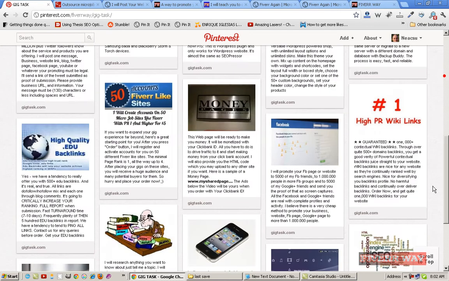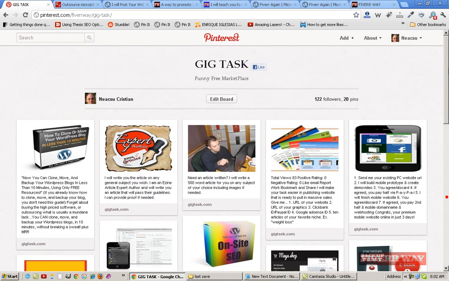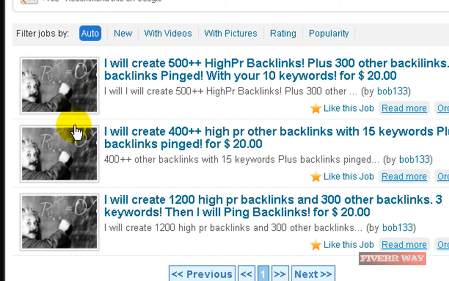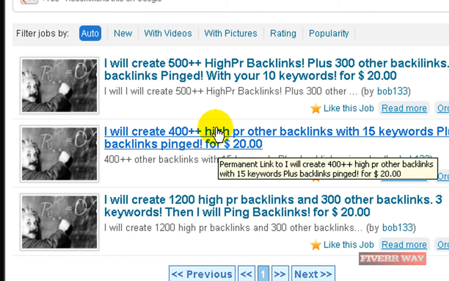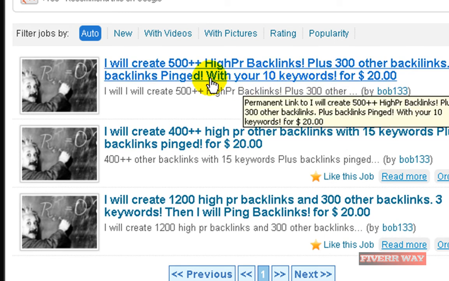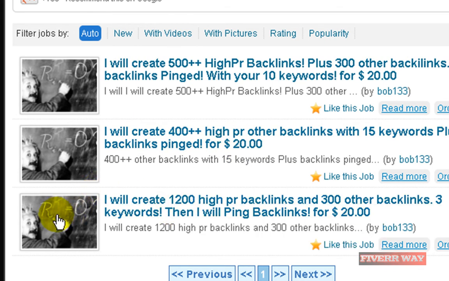You don't need to brand an iPhone, but here it's okay, I do backlinks. Let's see some mistakes. For example, this seller uses the same picture for almost the same micro job. Here it's 500 plus high backlinks, here it's 400, here it's 1200, but that's not important. His mistake is that he used the same picture.